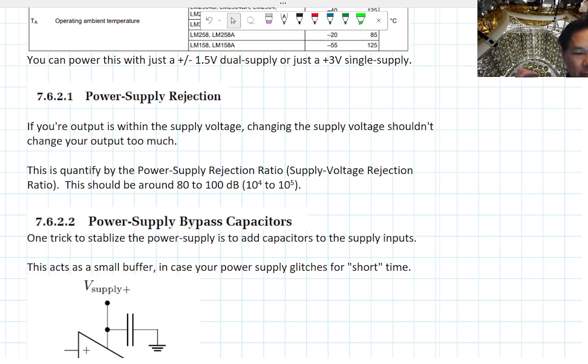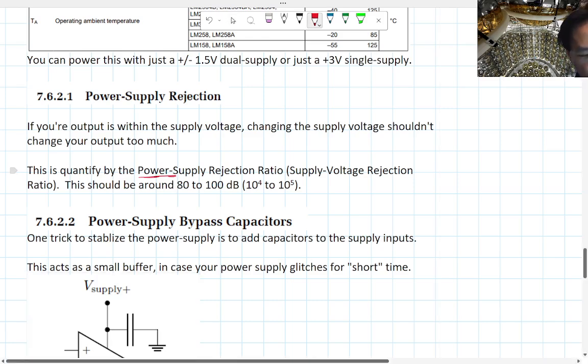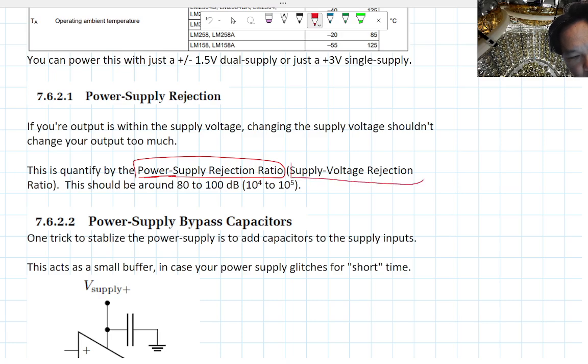Any kind of jitter or noise in the power supply could change the amount of current that it actually drives through the transistor, and therefore cause your output to be not what you expect it to be. This is quantified, if you look up the specifications, by what the book calls the power supply rejection ratio. I think a lot of the time it's actually listed as supply voltage rejection ratio. You want this number to be as big as possible, so 80 to 100 decibels.